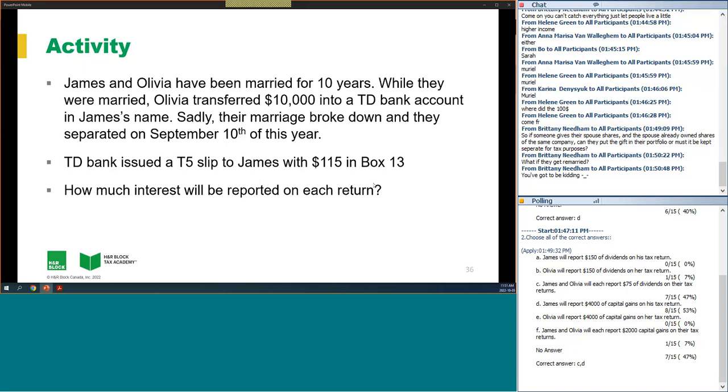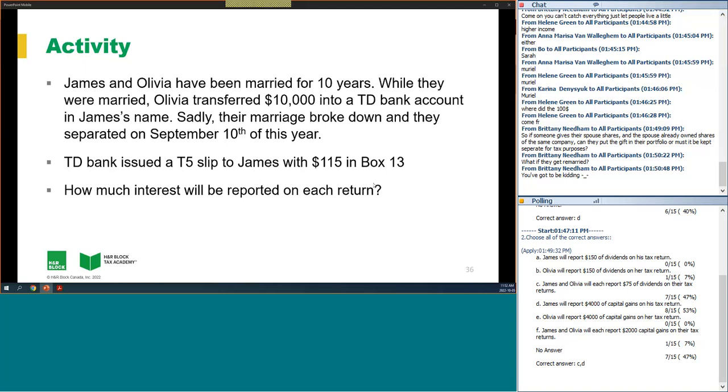Well, for this one, we have to do some math. So, how many days in the year were they married? If you like, there are some really nice free online calculators. You can Google how many days are there between January 1st and September 10th, because they were together for roughly that many days. What we have to do in this case is figure out how many days the interest is attributed to Olivia, and the rest of it goes on James's return.